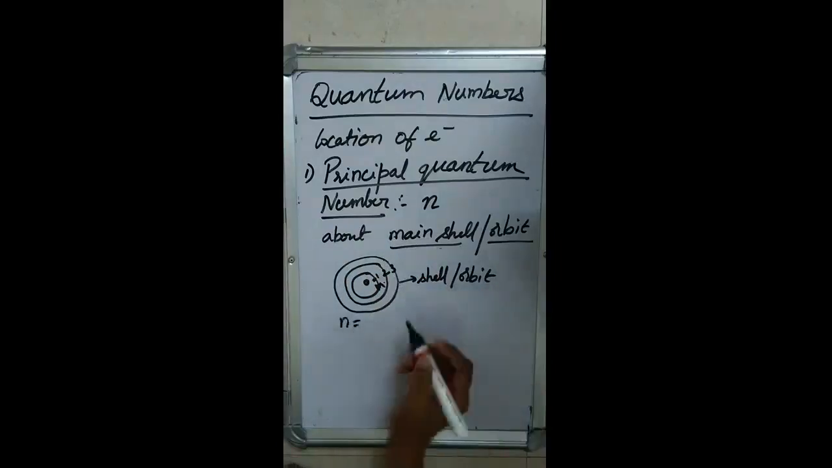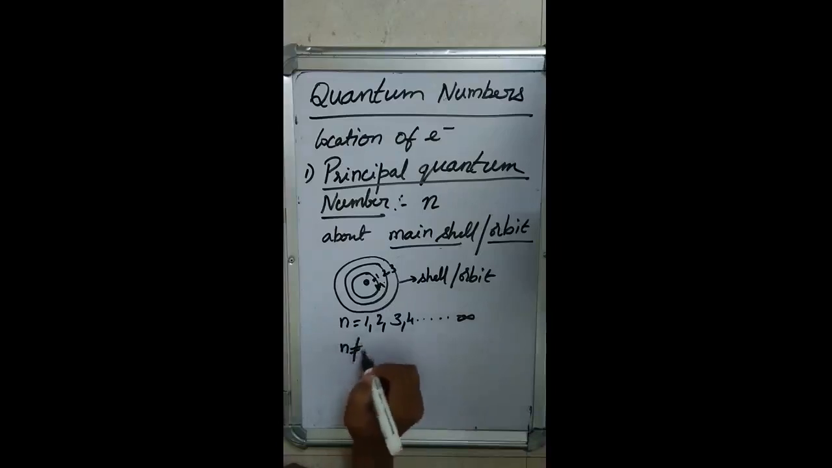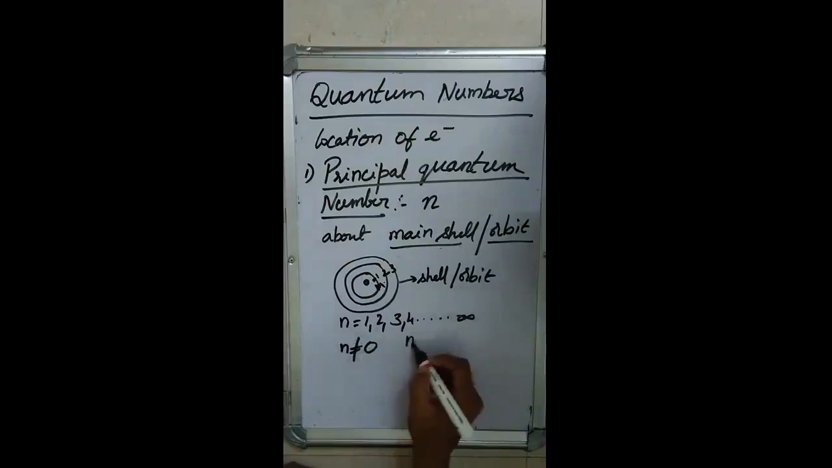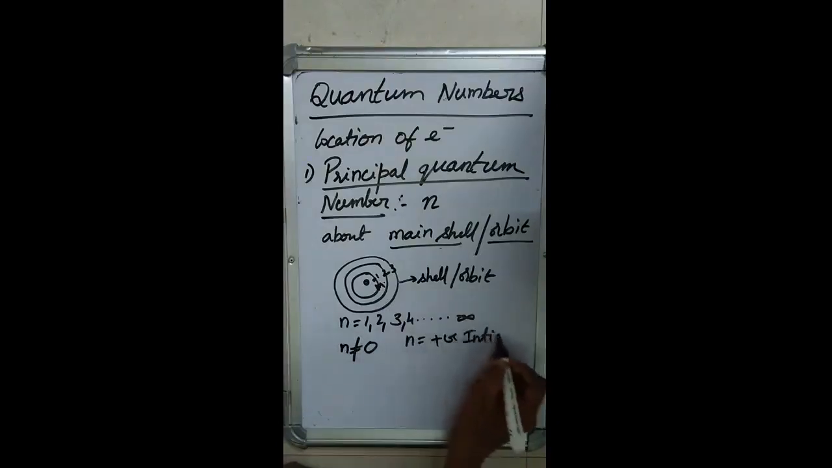So n value becomes 1, 2, 3, 4, etc., infinite values. n can never be 0. n is equal to positive integers.